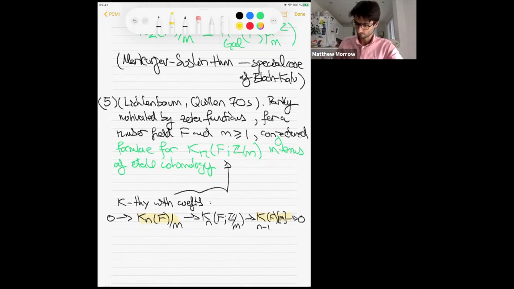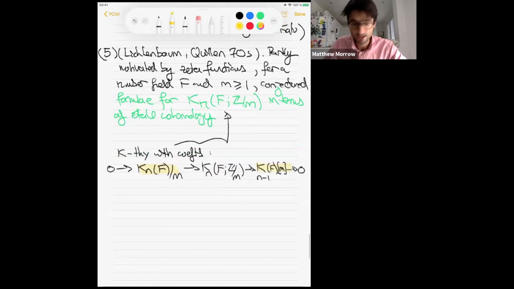So with these preliminaries on K theory out of the way, now we can really jump in, and jump in to the arrival of motivic cohomology.